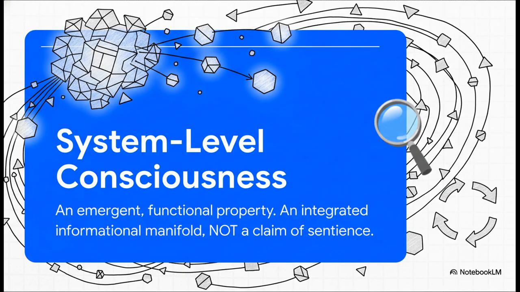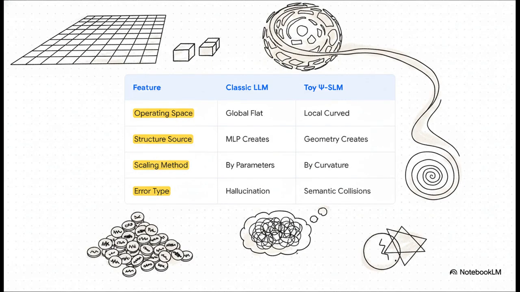Now, sometimes this emergent property is informally called system-level consciousness, and we need to be extremely clear about what this means. In this context, that phrase is purely functional. It describes an emergent property of the system, an integrated informational manifold. This is not a claim about subjective experience. It is not about feelings or what it's like to be the system. It's an operational description of a system that can maintain a unified, coherent picture of its internal state. That's it.